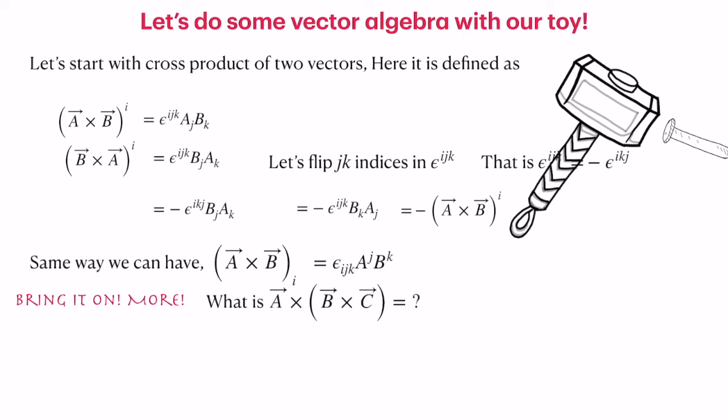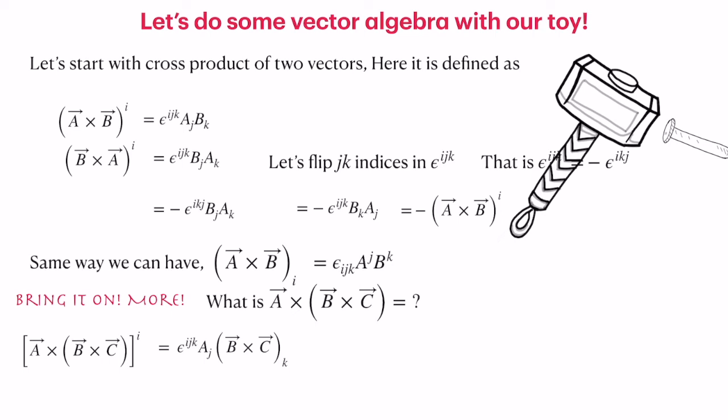Let's look at the vector identity A cross B cross C. This is one of the painful ones. One often needs it, but one doesn't remember what it is. So let's start with the A cross B cross C, ith component. That is, we treat B cross C as a single vector. So from the definition, we get epsilon ijk Aj and B cross C k, because it is the kth component of B cross C.